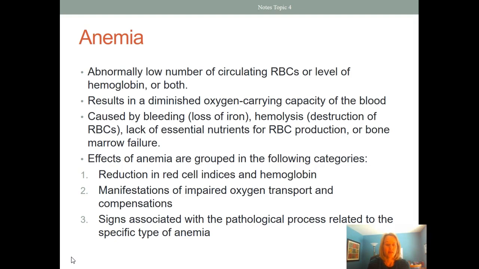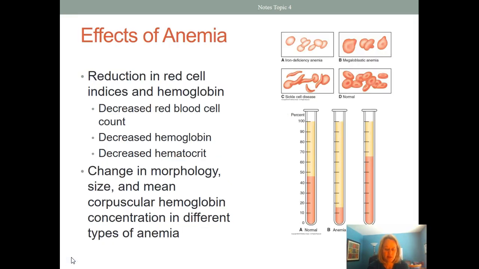The effects or manifestations of anemia are grouped into 3 categories. Those related to the reduction in the red cell indices in hemoglobin, so those are the values that we were just talking about. Manifestations related to impaired oxygen transport and their compensations. And then some anemias have specific signs that are related to that specific type of anemia. Let's talk about some of the effects of anemia. So we're going to see a reduction in red cell indices and hemoglobin.